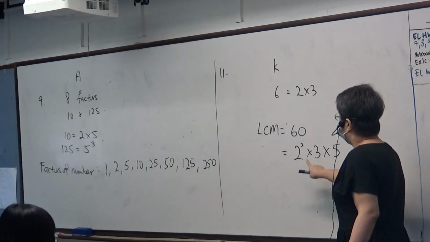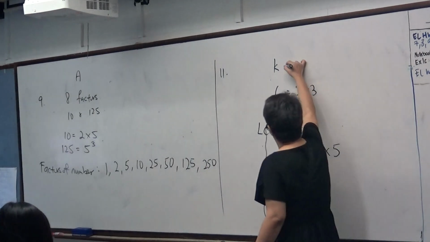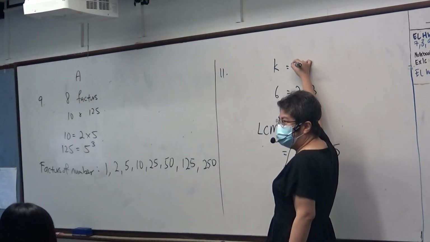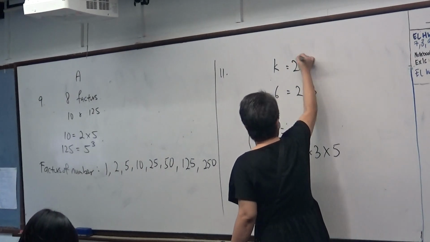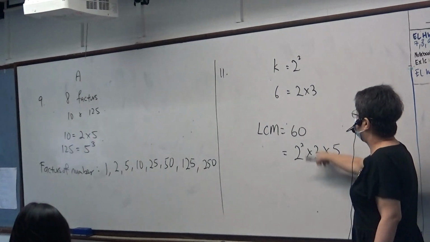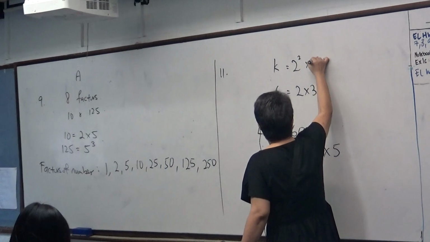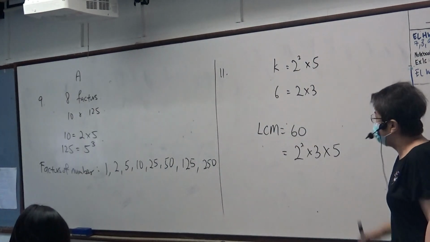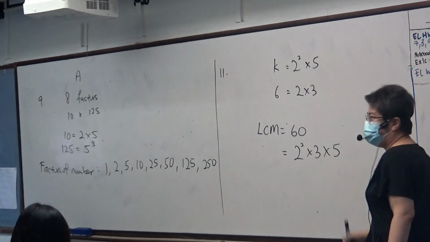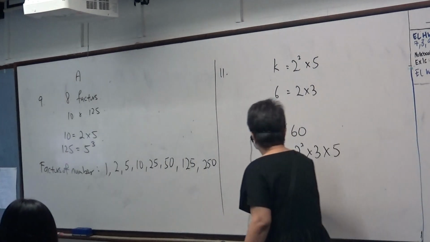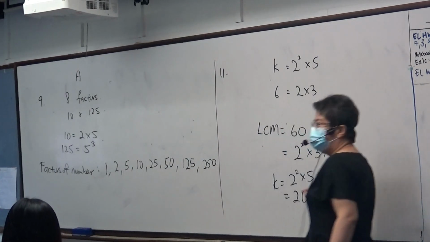Now, it must be 2 to the power of 2. So, this one must be what? 2 to the power of 2, right? Do you all agree with me? Okay, this one must be 2 to the power of 2. Then 3, this one already has, so no need, right? So what should the next one be? 5, right? Do you agree? Can you see that when I look at this, the LCM will be 2 squared, 3 and 5, right? So what will be my k? 2 squared times 5. Answer? 20.